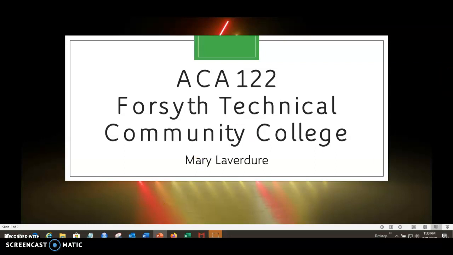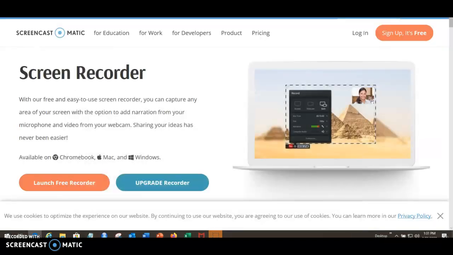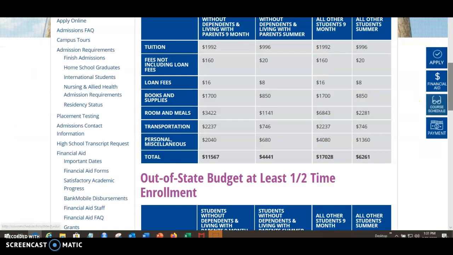We're here today to talk about cost of attendance. Sometimes it's referred to as COA when you start talking to the financial aid office, both at Forsyth Tech and in particular at your four-year school that you're planning to go to. And let's just take a look at something.